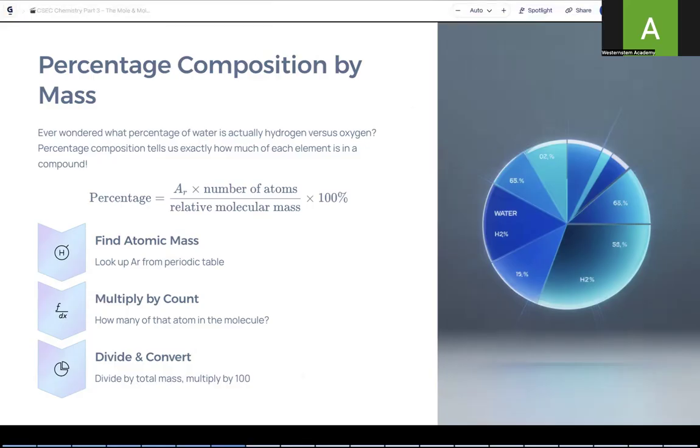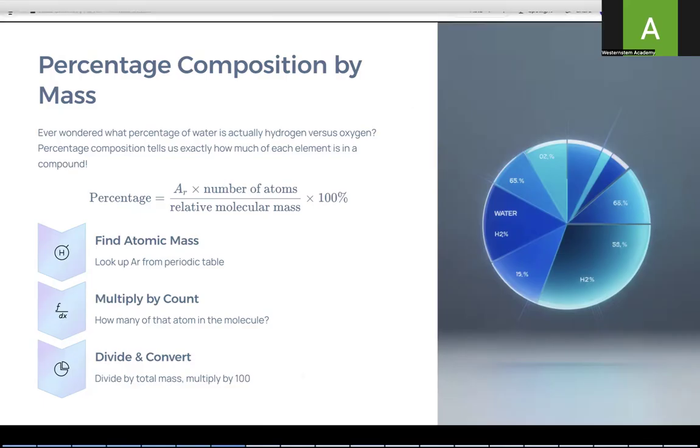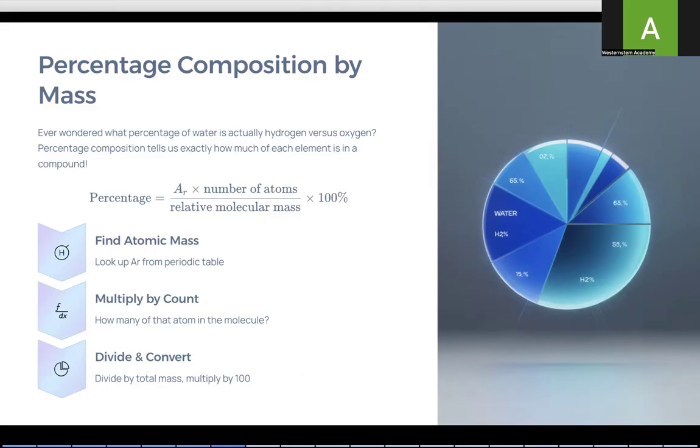All right, now we are going to be looking at percentage composition by mass. Have you ever wondered what percentage of water is actually hydrogen versus oxygen? Percentage composition tells us exactly how much of each element is in a compound. To find the percentage composition: the atomic mass times the number of atoms, divided by the relative molecular mass, times 100%.